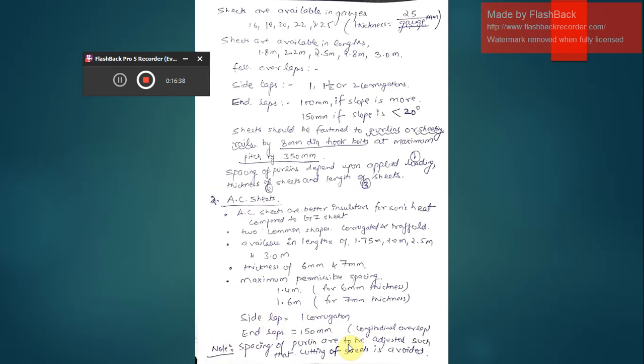The spacing of the purlins sometimes has to be adjusted so that cutting of the sheets is avoided as far as possible. We don't want to waste material and cut the sheets, and the cut sheets are not much in use, and that cut portion would just be waste.